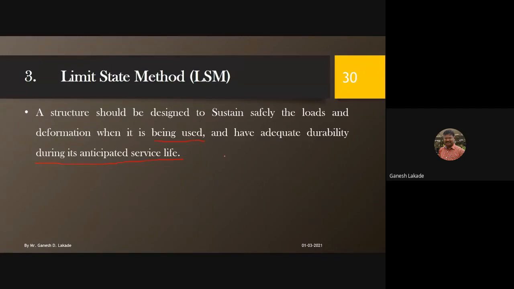Okay. So we have to consider these total conditions, and that is called durability. Durability conditions were not considered in working stress method as well as in ultimate load method. So you have to consider how that building or component is going to provide services during its entire lifetime. So those serviceability conditions we need to check and we need to consider.